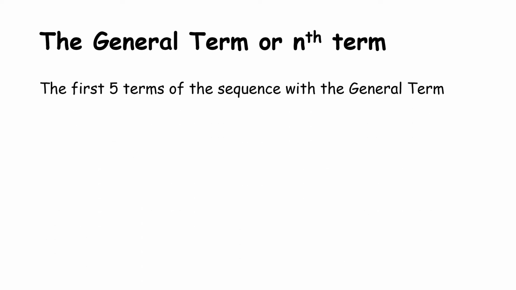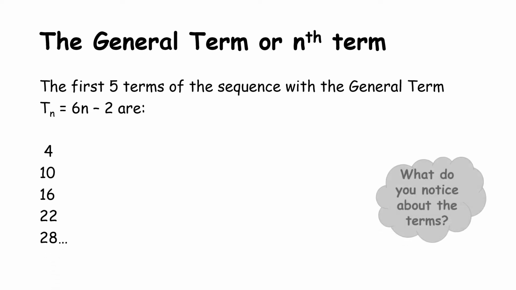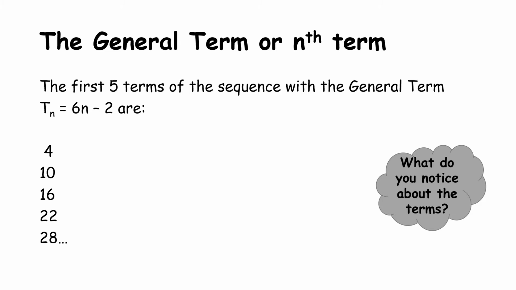So how would we work out the general term, or the nth term, given a sequence? Working backwards. The first 5 terms of the sequence with the general term Tn equals 6n minus 2 are 4, 10, 16, 22, and 28. So what do you notice about these terms? Well, the first thing I'm going to do is write them out like this: 4, 10, 16, 22, 28.